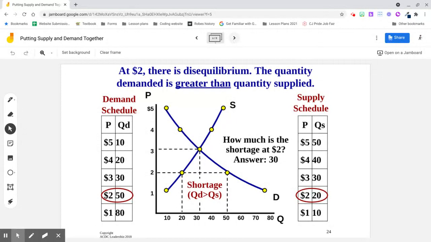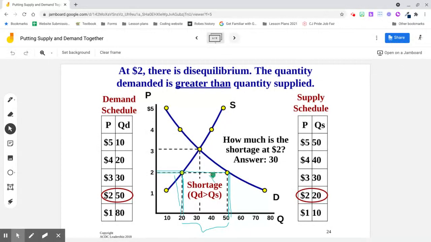All right, at $2, there is also a disequilibrium. The quantity demanded is greater than the quantity supplied. So let's look at $2. The demand is 50. So we're going all the way over and down. There's our demand, 50. The quantity supplied at $2 is 20, right here. Here's our shortage, there's our shortage, 30. 50 minus 20 is 30.